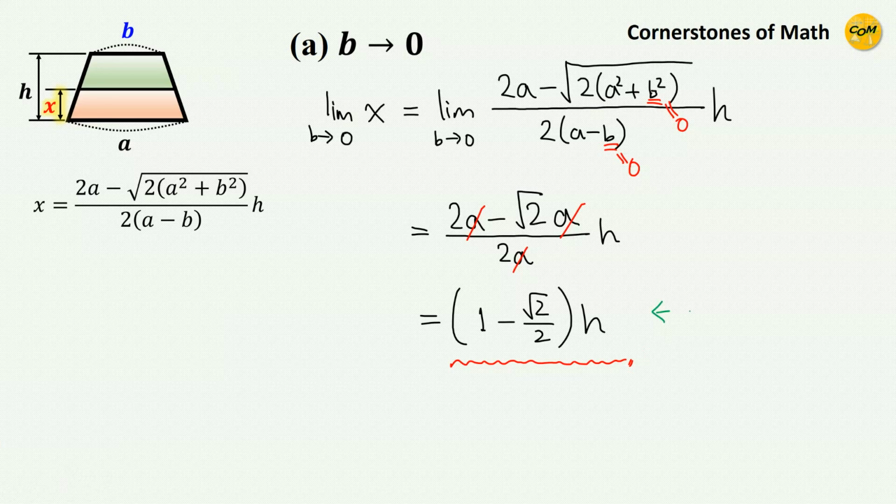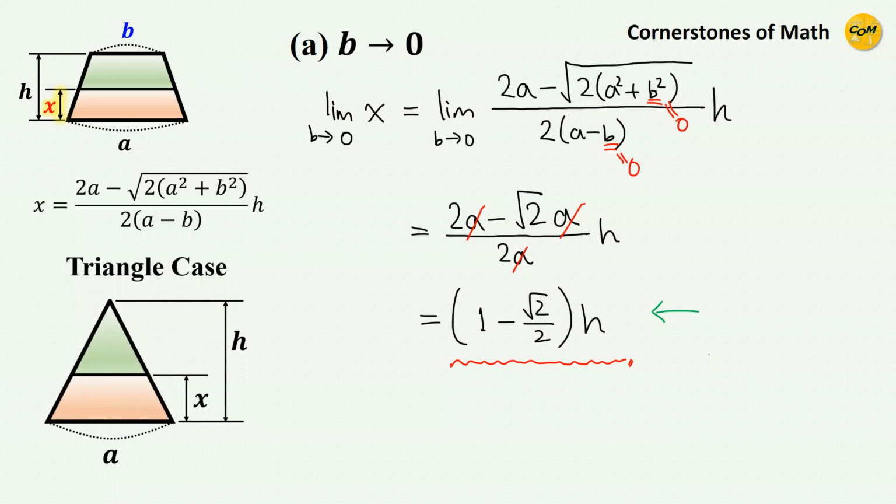Now some of you might find this expression rather familiar, and perhaps even understand why it looks so familiar. This is equivalent to the triangle case. And when it comes to the triangle, the problem is simpler. If the green area is half the area of the entire triangle, then you can easily notice that this length is square root of 2 over 2 h, making this x equal to 1 minus square root of 2 over 2 h.